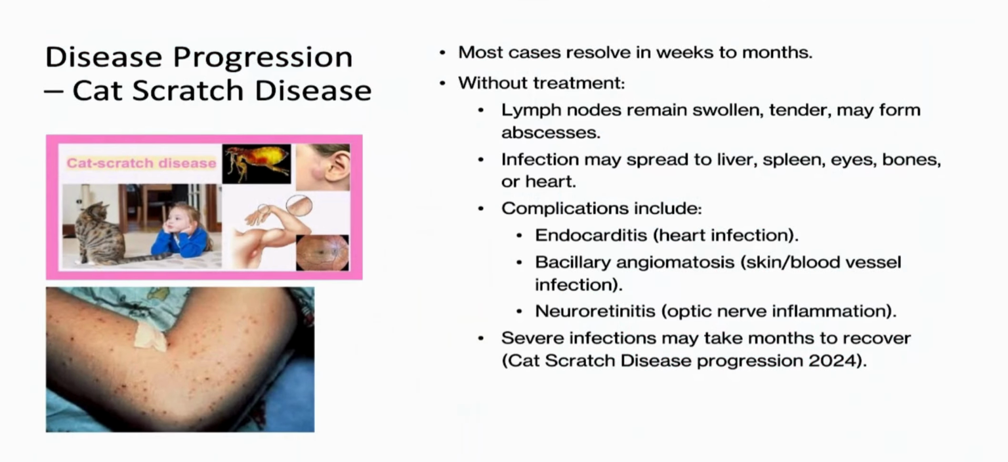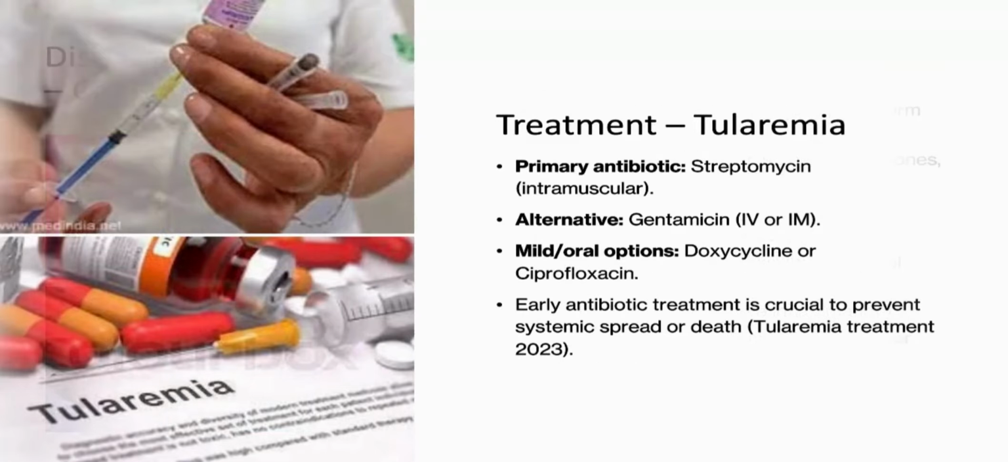Most cases of cat scratch disease resolve within weeks to a few months, but without treatment, the lymph nodes can remain swollen, tender, and may even form abscesses. In some cases, the infection can spread to the liver, spleen, eyes, bones, or heart, and complications such as endocarditis, bacillary angiomatosis, or neuroretinitis may occur.